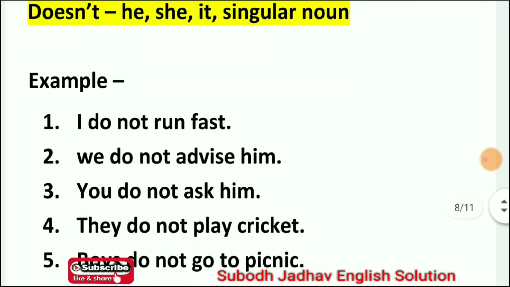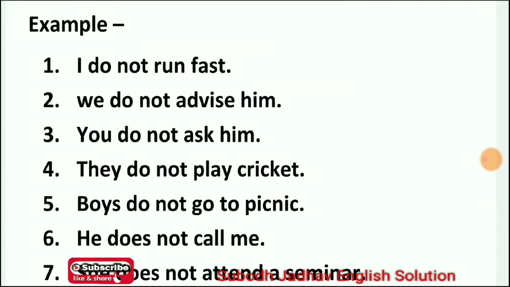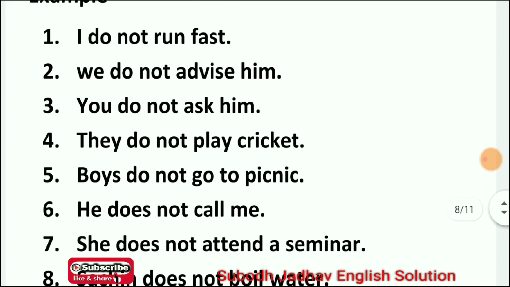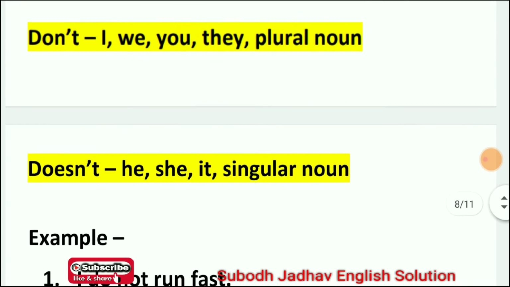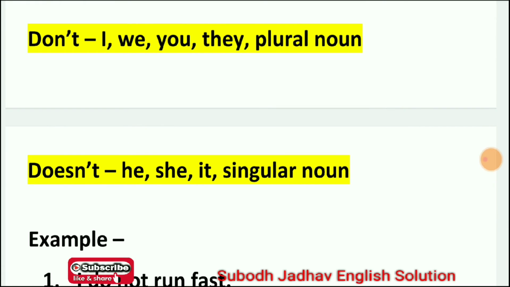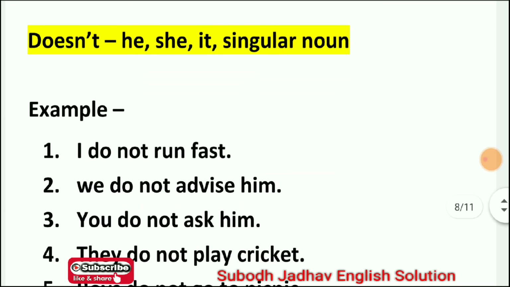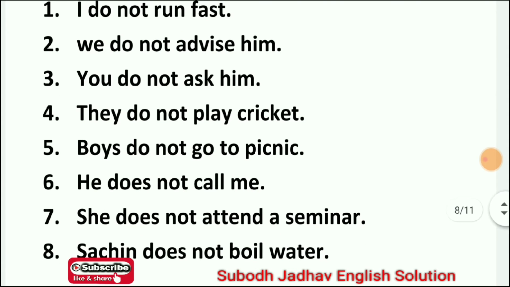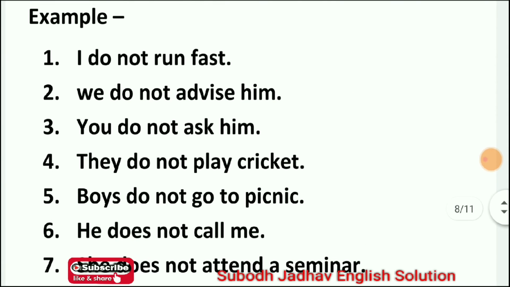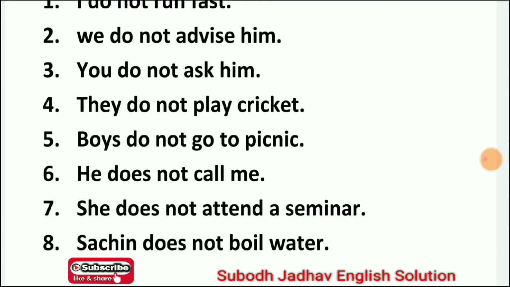For example: I do not run fast, we do not advise him, you do not ask him, they do not play cricket, boys do not go to picnic, he does not call me, she does not attend a seminar, Sachin does not boil water. In these sentences you can observe one thing. When the sentence starts with I, we, you, they and a plural noun, I use do only. You can see this from example number 1 to 5. You can see that I use do not, and with he, she and Sachin I use does not.